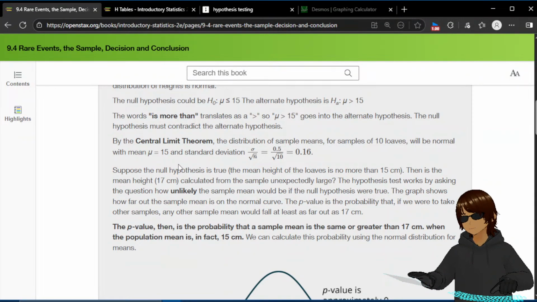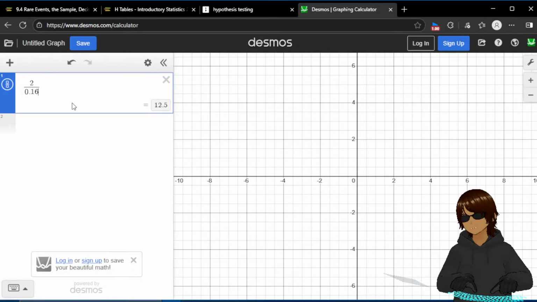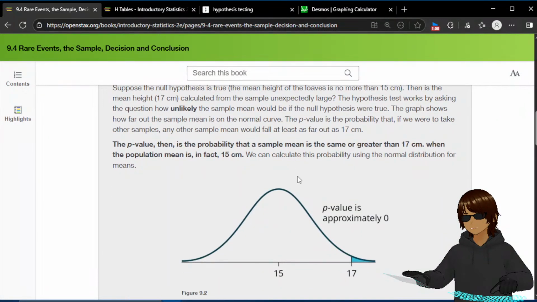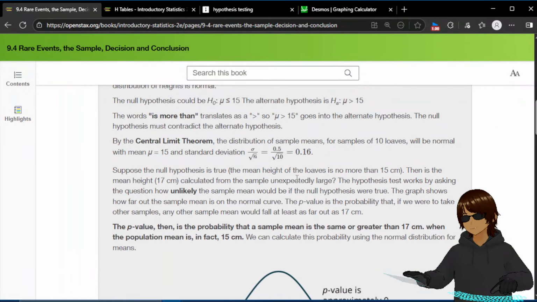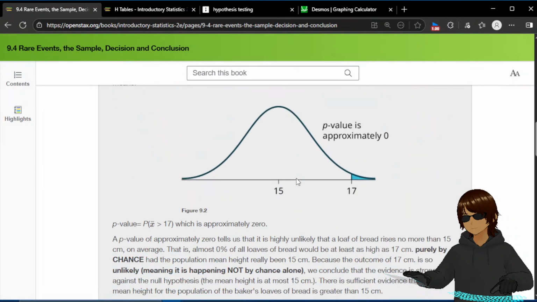And then 2 divided by 0.16 is 12.5 standard deviations away. The p-value is the probability that x bar is more than 17, which is approximately 0.